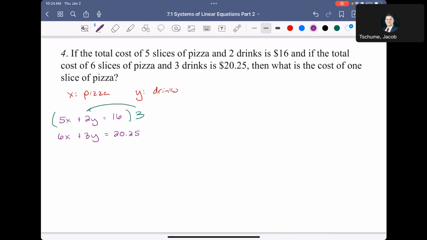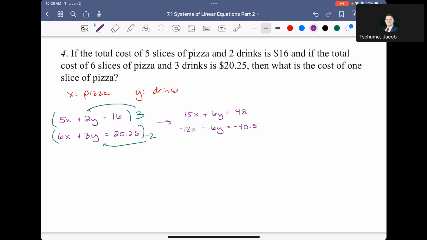All right. So let me show you what happens when you do that. You're going to have 15x plus 6y equals 48. Now on the bottom, the 3 is not going to cancel with that. So I need to turn the 3y into the opposite of 6, which would be negative 6. So I'm going to multiply everything in the second equation by negative 2. And that would be negative 12x minus 6y equals negative 40.5.